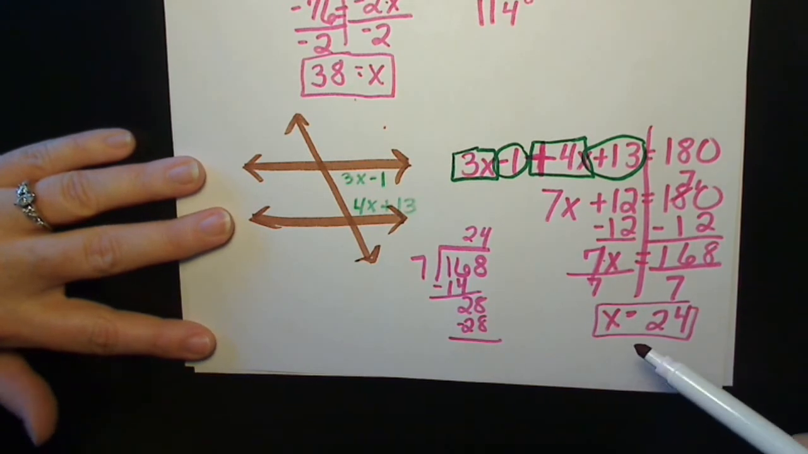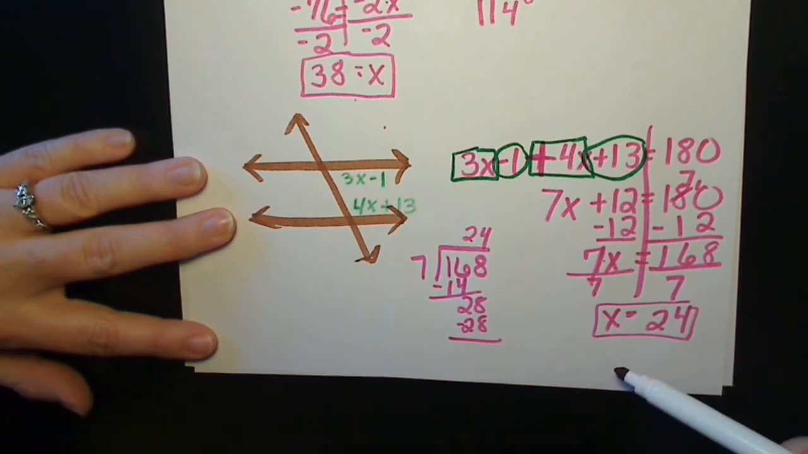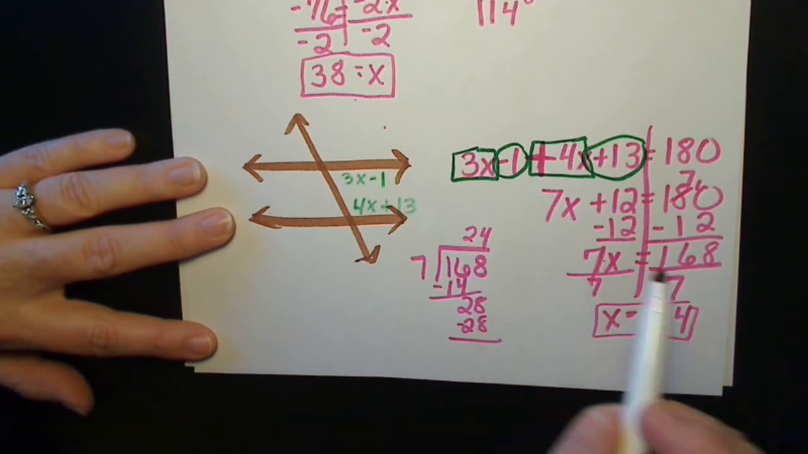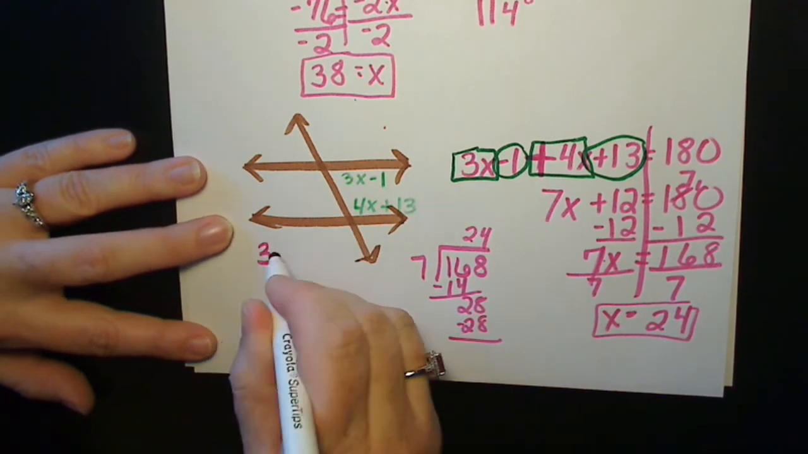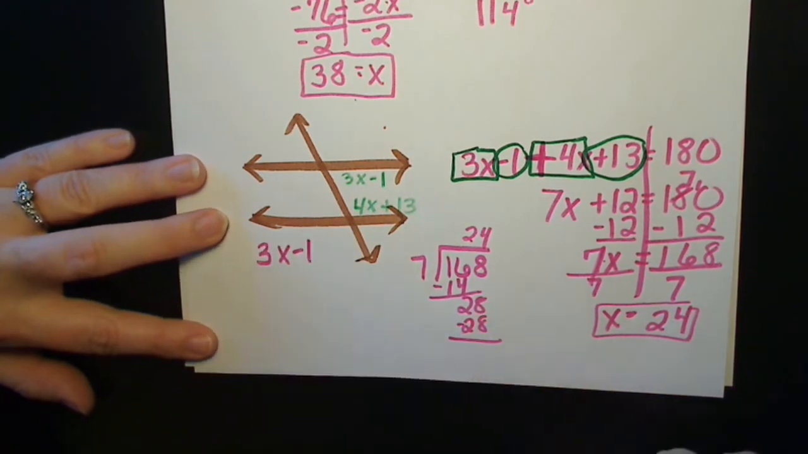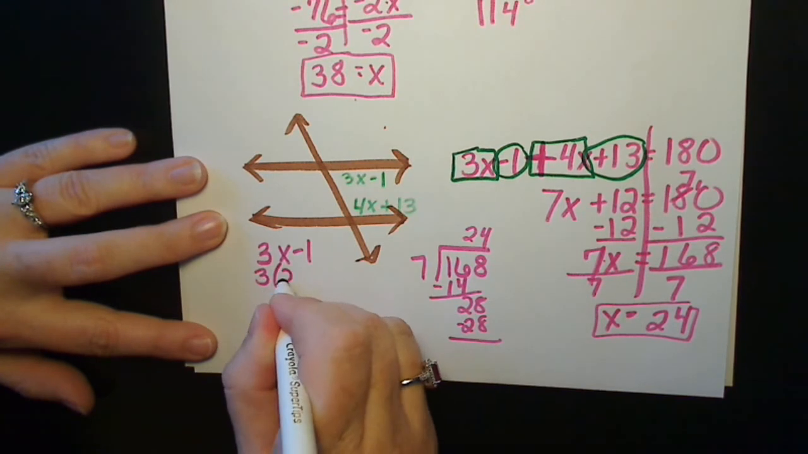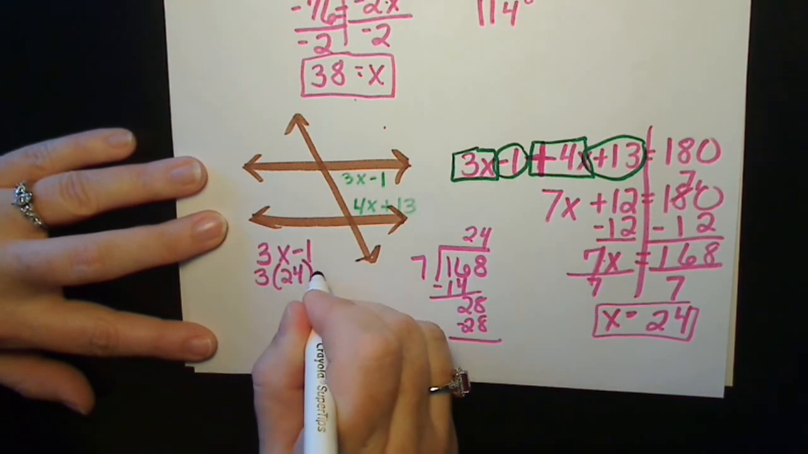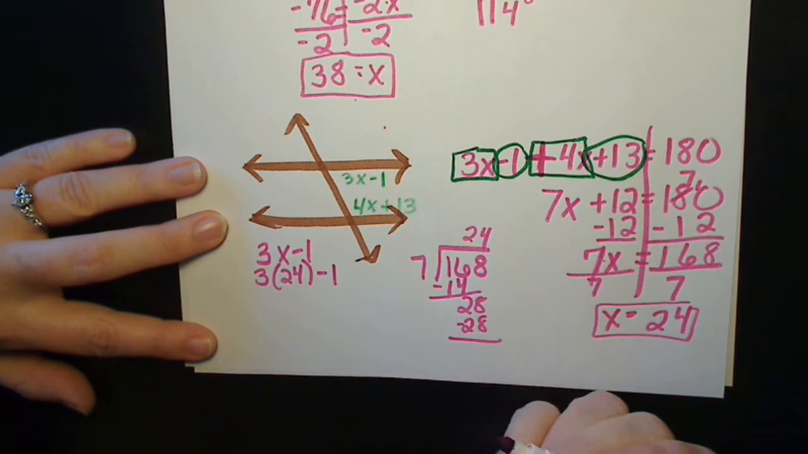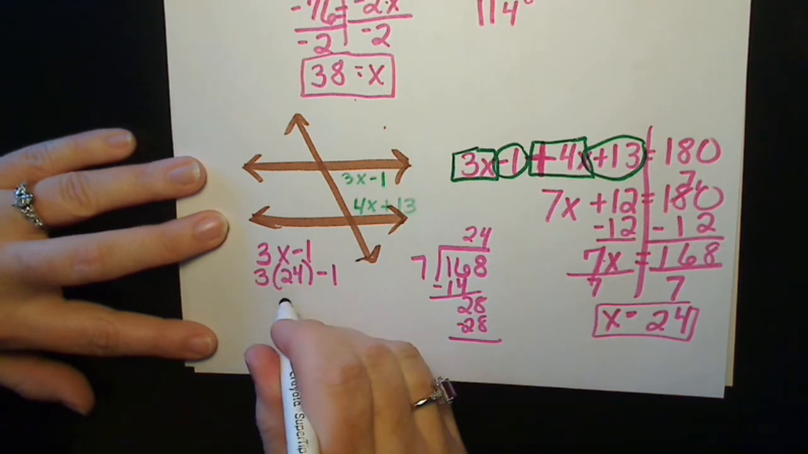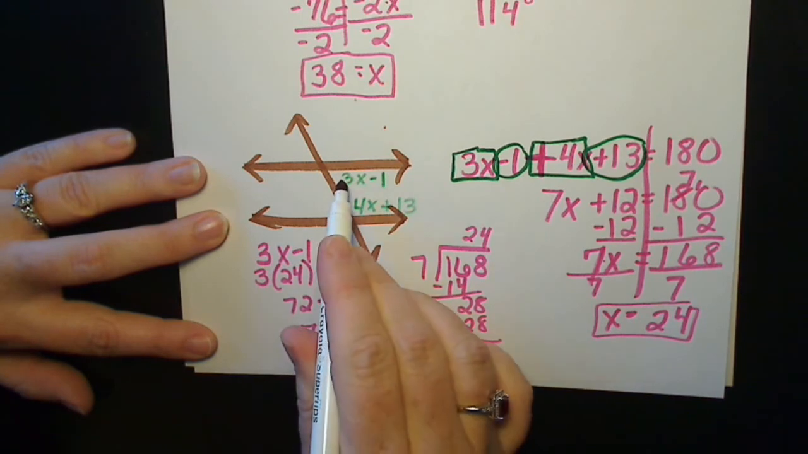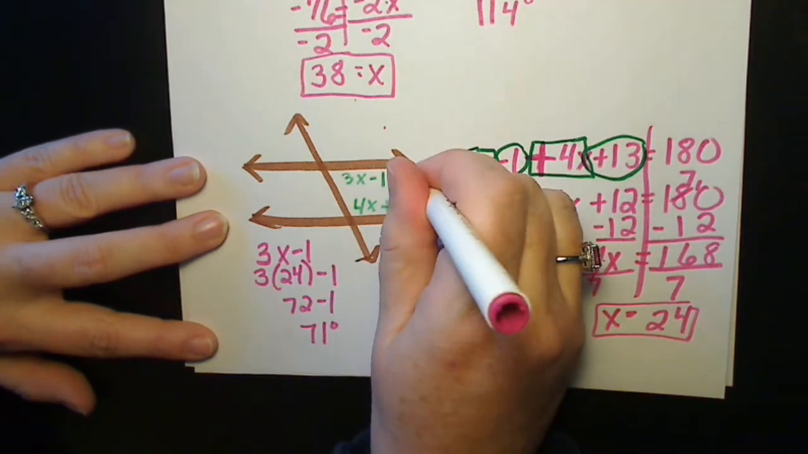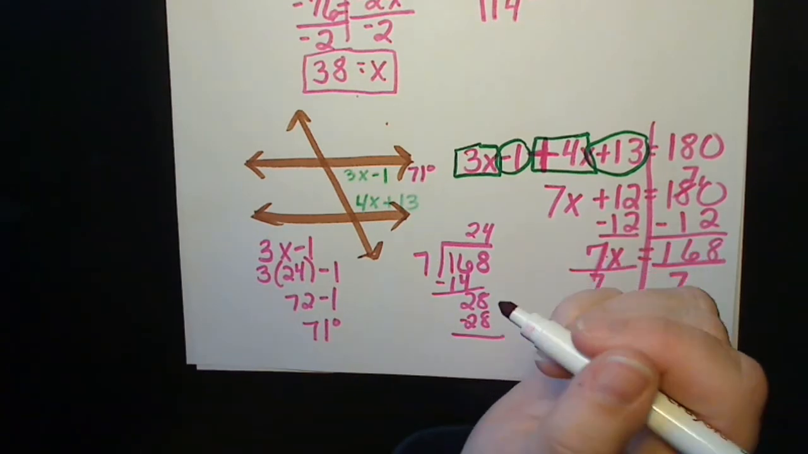Once again, that's if they ask for x. If they want to know what the measurement of the angle is, you would take 24 and substitute it in for either of these x's. So I might pick that one and say 3 times 24 minus 1. 3 times 24 is 72, minus 1 tells me that that angle is 71 degrees.